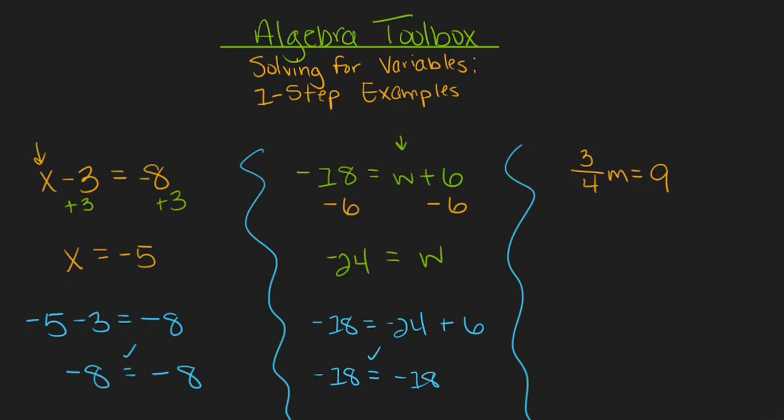Finally, I have 3/4 m equals 9. My goal will be to get m on its own by breaking the multiplication relationship between it and 3/4. Now here's where we get some wiggle room. I know that the opposite operation for multiplication is division. So one way that I could do this is dividing both sides of the equation by 3/4.